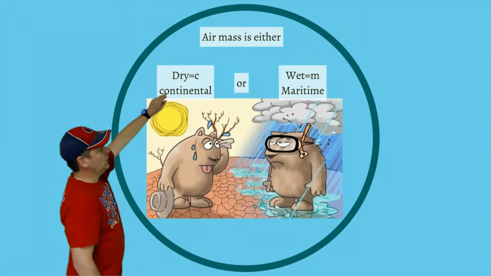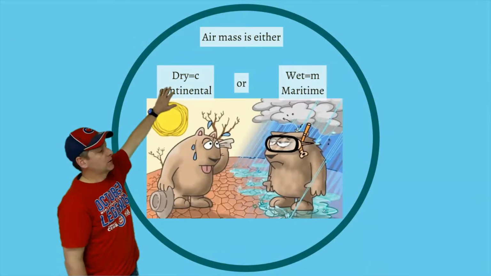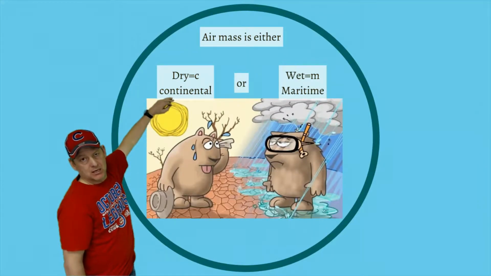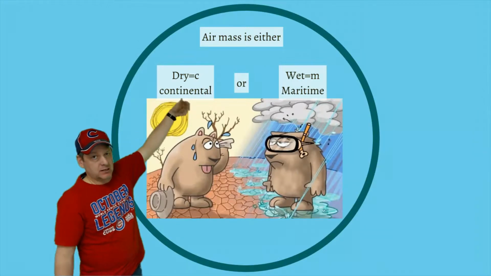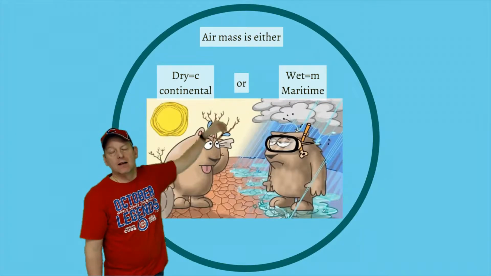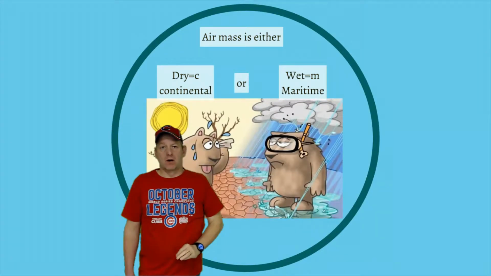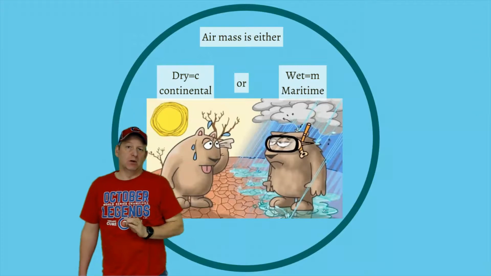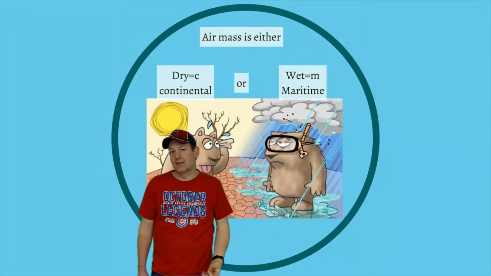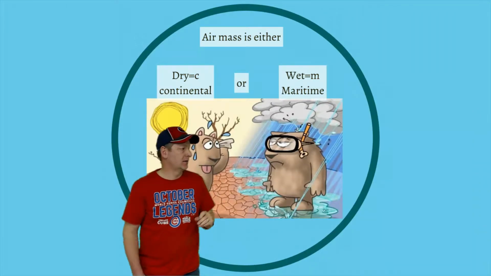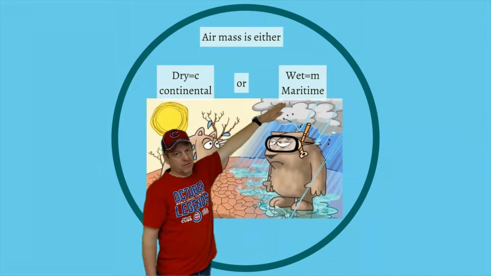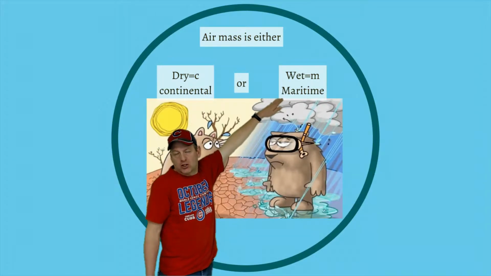Okay, so if we have dry air here, we are going to give it the name continental. Hopefully that makes sense. Continental means land, and right here I have this little C. That is the symbol for it. So we're going to use that symbol C to designate whether the air is dry. And all that C means is continental. Now, what if the air is wet? Well, then we're going to call that maritime.